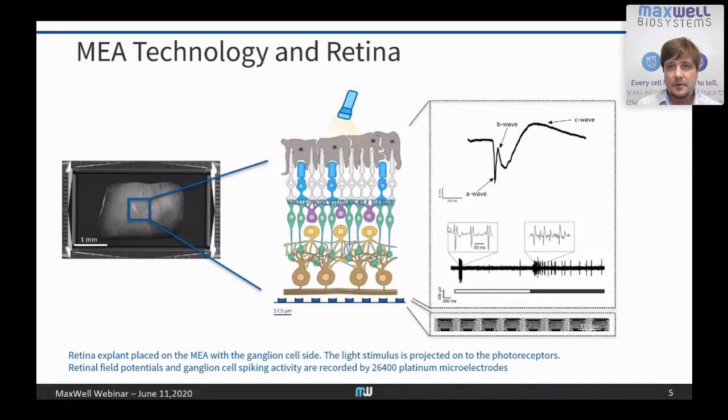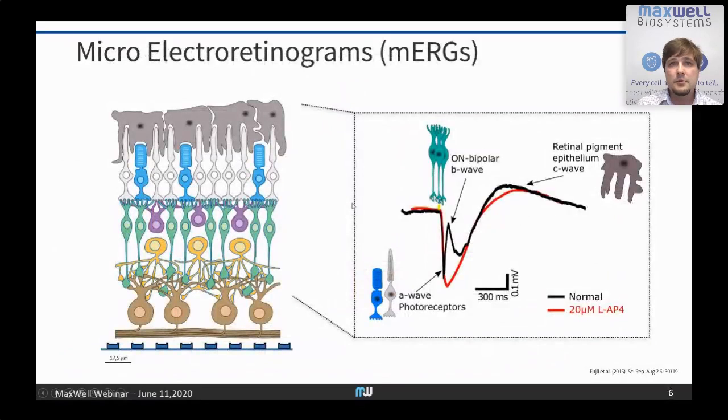Now let's discuss a bit in more detail what these actually are. The micro ERG is composed of a sum of electrical potential changes of different retinal cell types. And it is composed in general of three major components. You have the A wave, which is generated predominantly by rod photoreceptors. You have the B wave generated by ON bipolar cells, and then you have a slow decaying C wave attributed to retinal pigment epithelial cells.